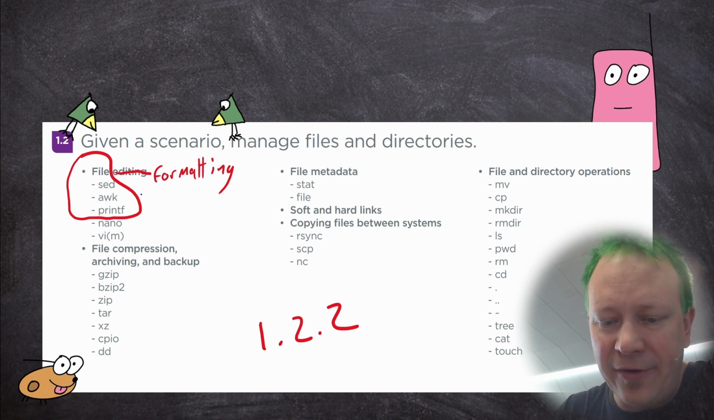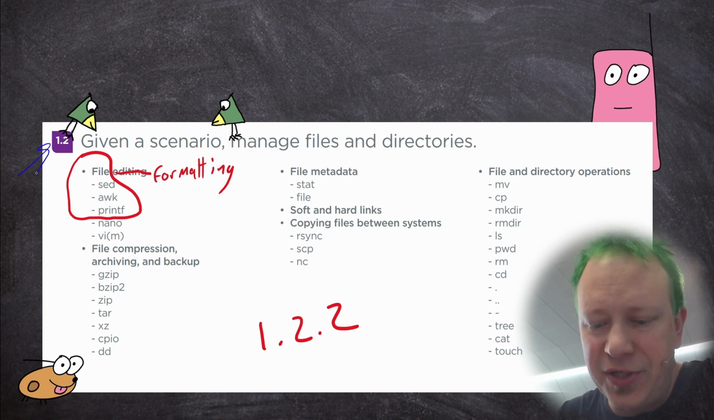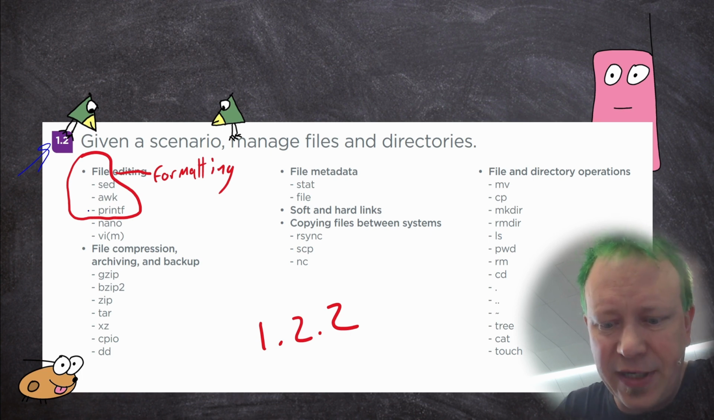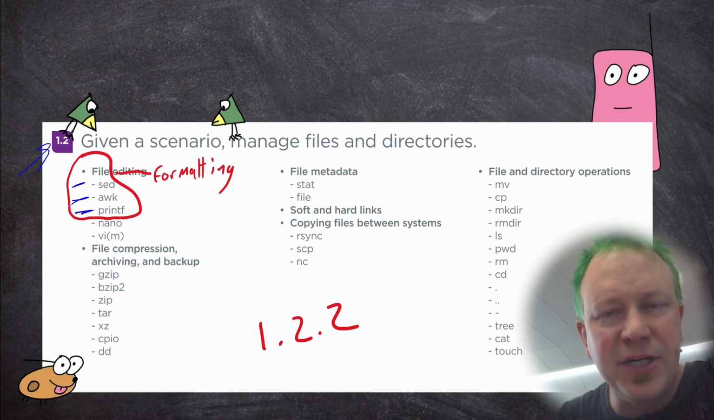What we're doing now is section 1.2. I'm going to call this file formatting, and we're going to look at three tools. I know this seems like a tiny bit of stuff we're going over, but it's because these are pretty complicated little beasts. And we're going to go in this order: PRINTF, then SED, and then AWK.